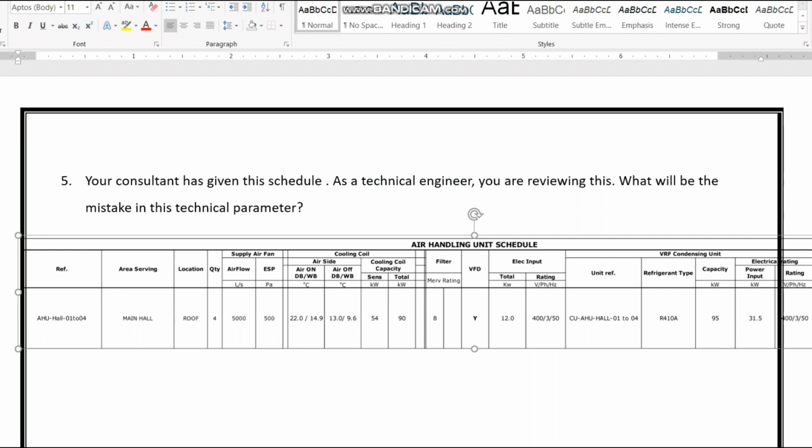So the question here: what will be the mistakes in the technical parameters, starting from the supply fan, that means from here to here? What will be the mistakes in this schedule? That is what you need to find out.